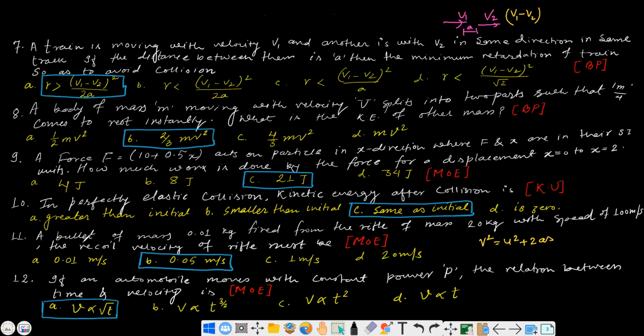So the same answer. A bullet of mass of 0.1 kg is fired from the rifle of mass 20 kg with the speed of 100 meters per second. The recoil velocity of the rifle must be.